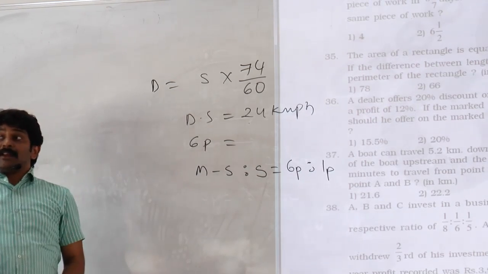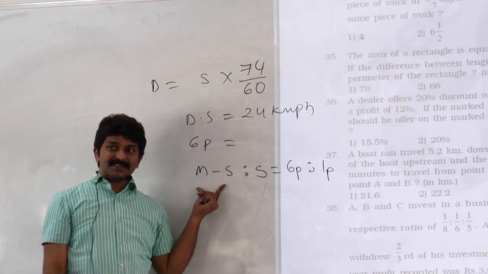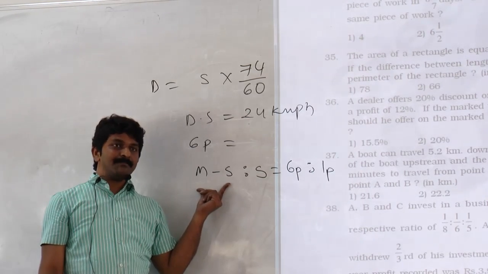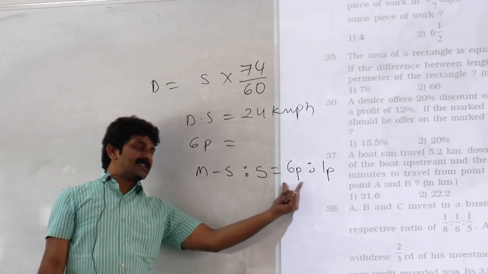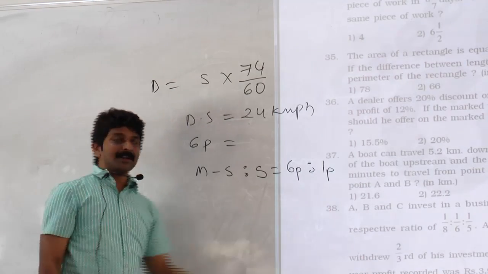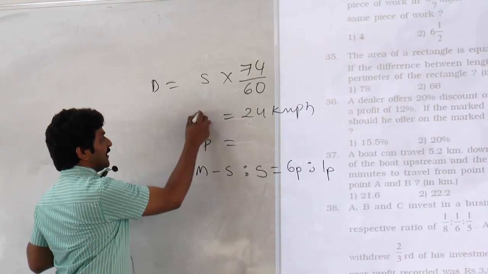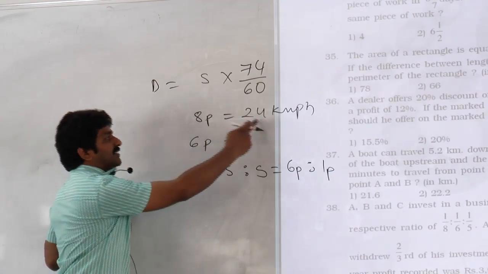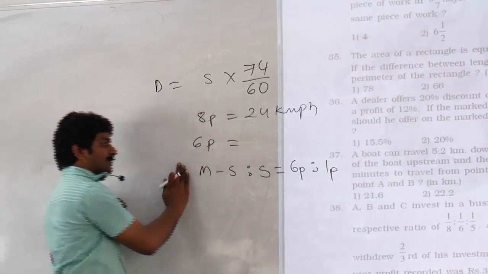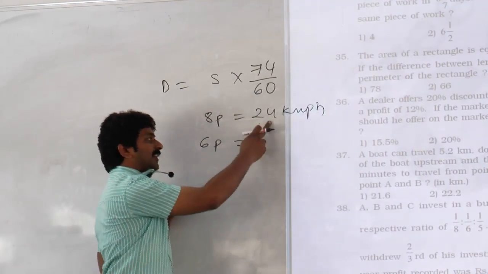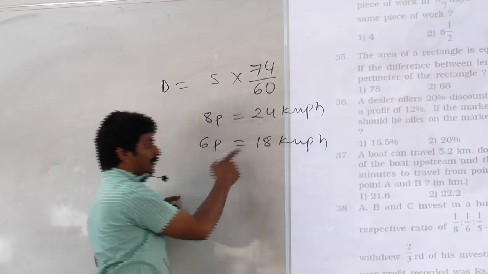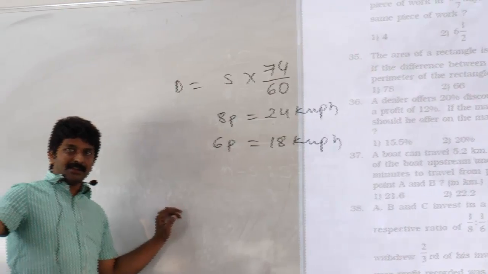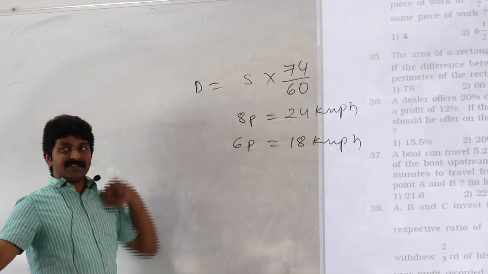And how will you get downstream speed? Downstream is m plus s. Upstream plus 2s will give you m plus s. 6 parts plus 2 parts, 8 parts. So downstream is 8 parts. If 8 parts is 24 kilometers per hour, 6 parts is equal to how much? 8 into 3 is 24, so 6 into 3 is 18 kilometers per hour. Now you know the upstream speed: 18 kilometers per hour.